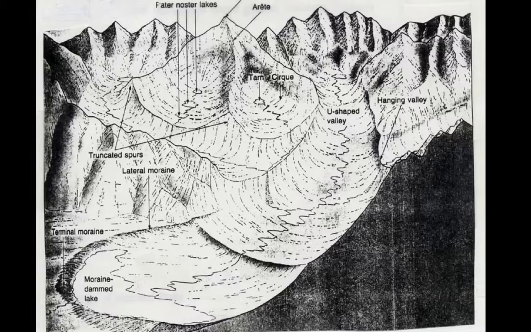I just like this stuff. I love these old pictures too. This is something you don't have to know, but it's called a paternoster lake. We would call them a cirque lake or a tarn. Here's a horn. Here's the arête, the U-shaped valley, a moraine, terminal moraine. Here's another terminal moraine. I guess we could call this a recessional moraine. Here are hanging valleys.